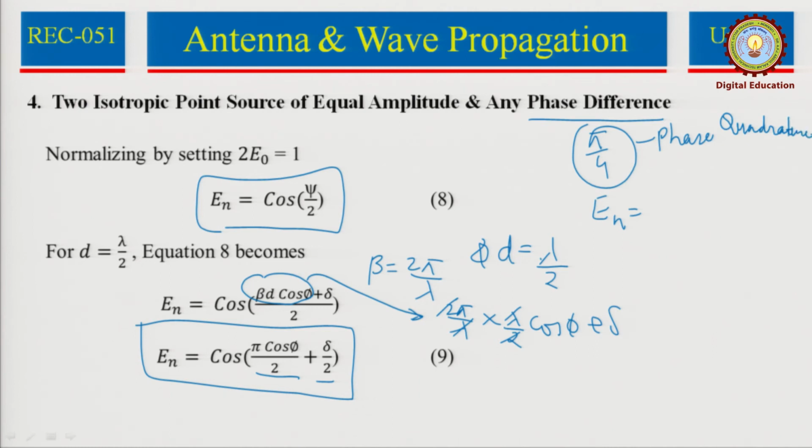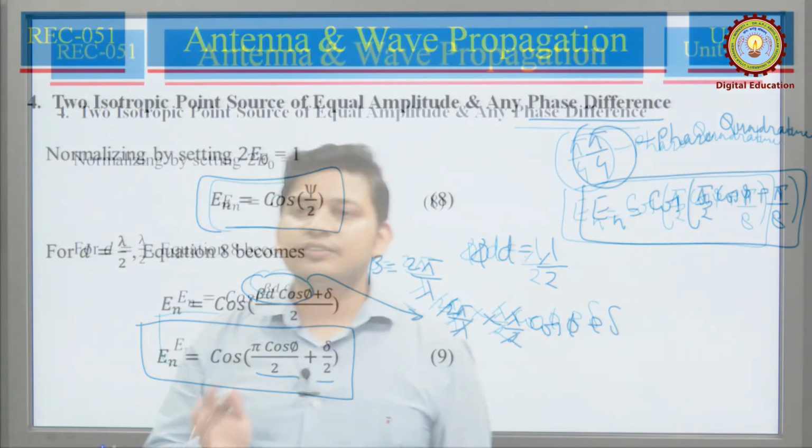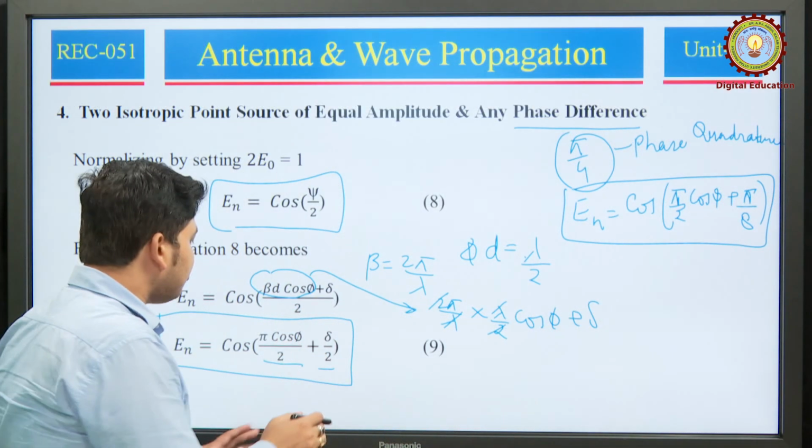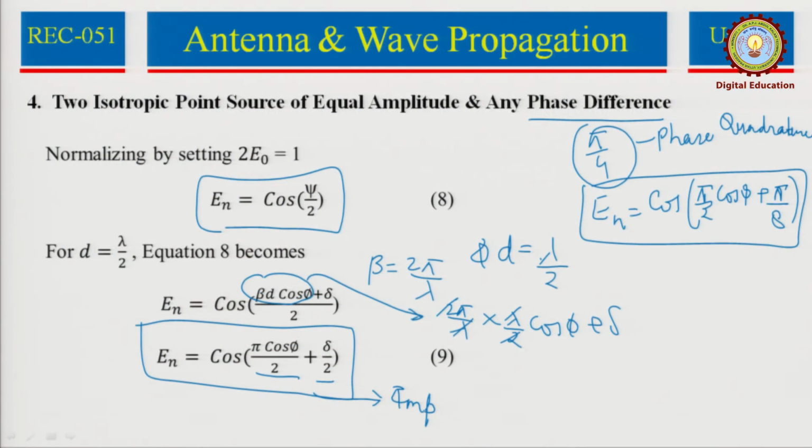So, your expression of normalized electric field for phase quadrature is simply cos(π by 2 cos φ plus π by 8). This is the resultant field, or we can say π by 2, then just add plus π by 4 and so on. It is very easy. So, remember this formula, it is very important for defining any phase difference.